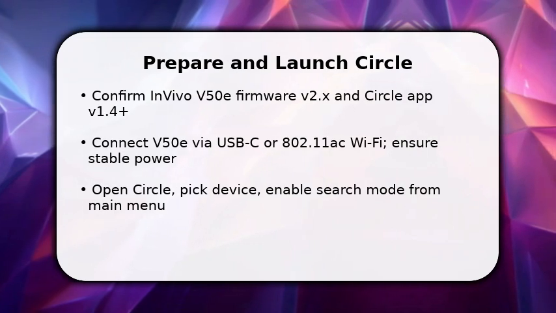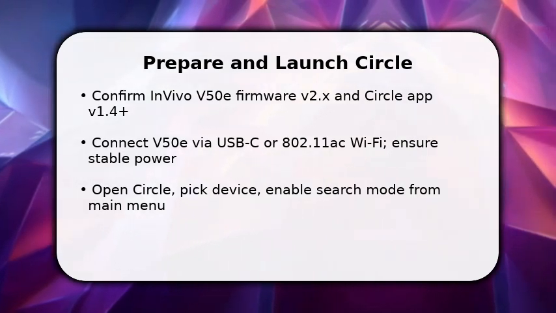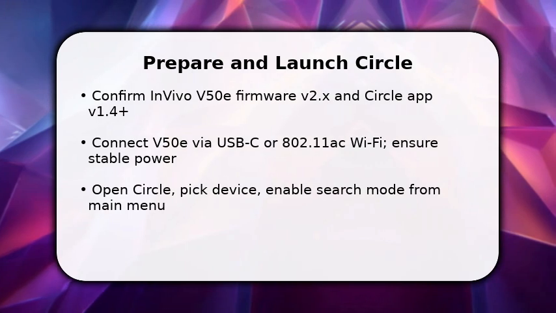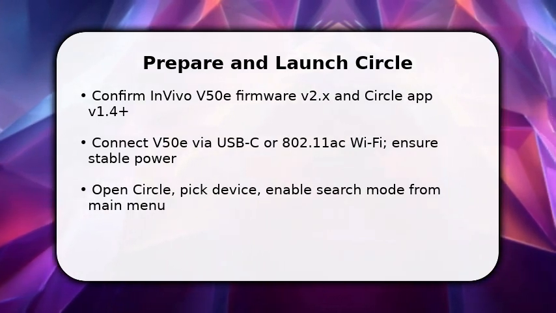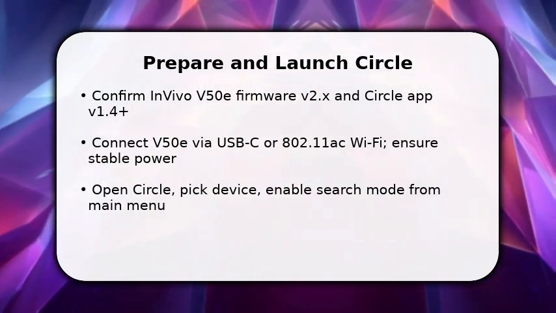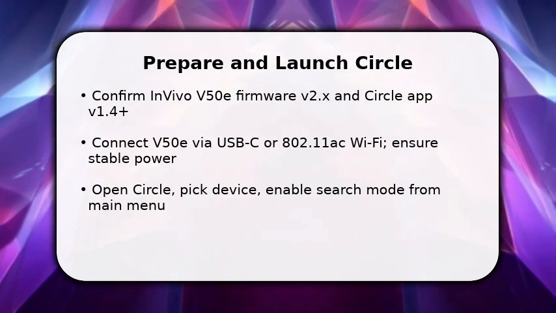Now open Circle and select the V50e from the device list. Enable search mode in the main menu so the instrument exposes its indexing engine. This gets you into the working state to run targeted searches.